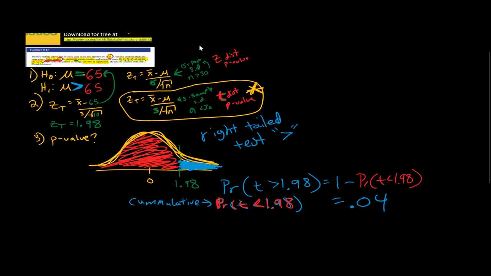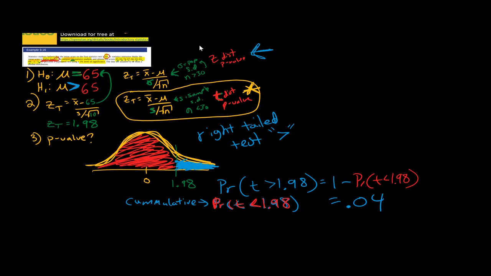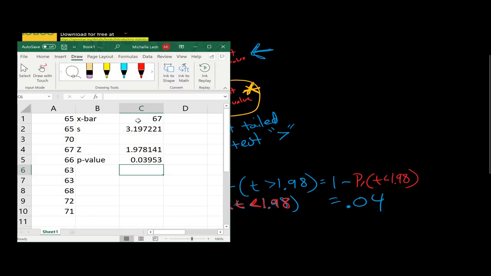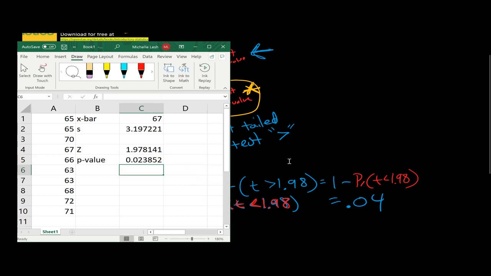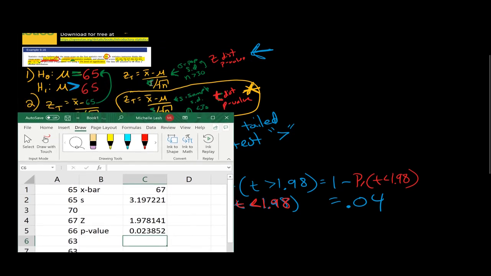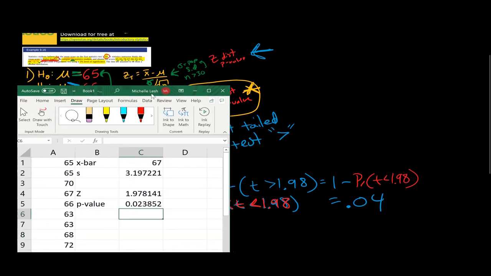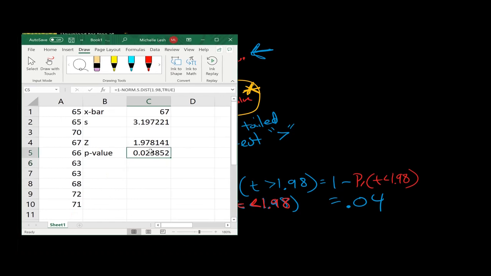I just want to mention here, if I were to use the z-distribution, the only thing that would have been different is instead of t-dist, I would have used NORM.S.DIST, and there's no degrees of freedom, so I would have erased that. My p-value would have been different, 0.02, if I had a large sample size and was using the formula with sigma. Because I have a small sample size, I can't use the standard normal distribution, so I need to use the t-distribution, t-dist.